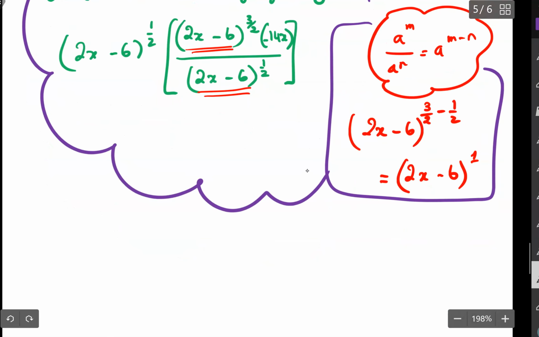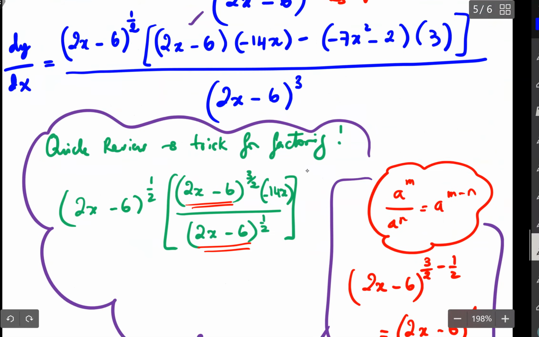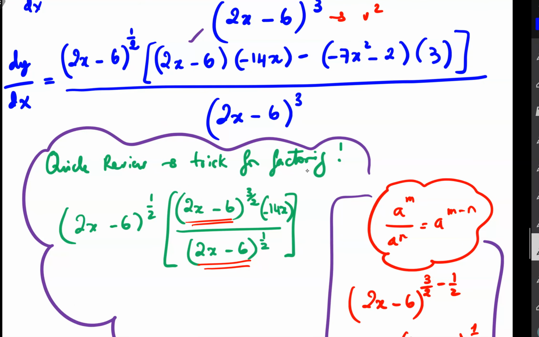So when I continue with this, everyone probably asks me, okay, now I have to simplify. How can I simplify when I have 2x minus 6 to the exponent a half, and then I have 2x minus 6 to the exponent 3 as a denominator? It's in fact very simple. We can also apply these formulas right here. Alright, we are going to apply those formulas.